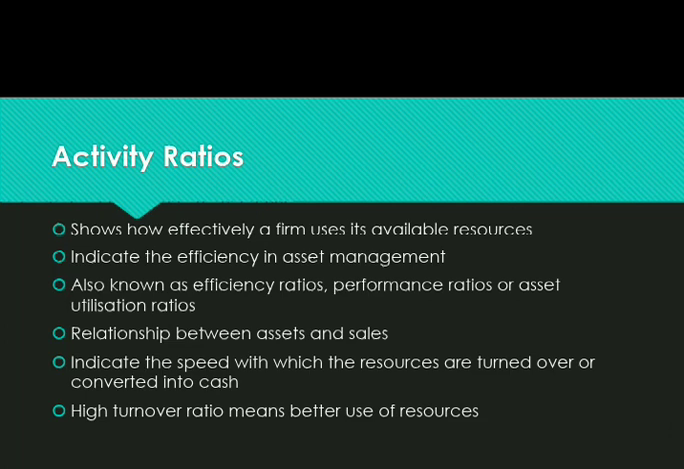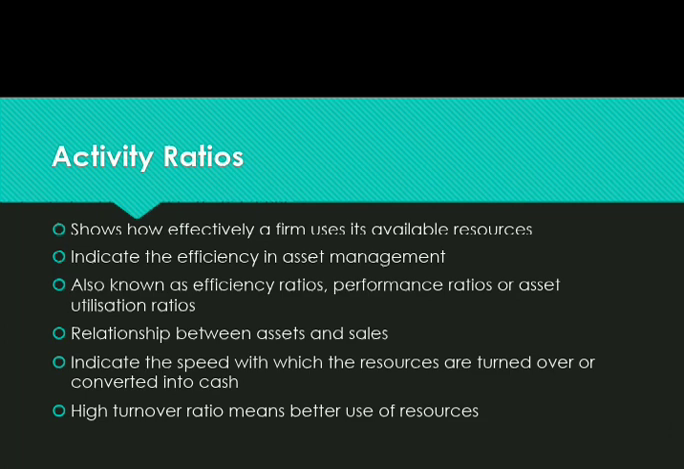In other words, these ratios indicate the speed with which the resources are turned over or converted into cash. That is why these ratios are called turnover ratios. The higher the turnover ratio, the better the use of resources, and this further means higher profitability. In short, the activity ratio shows the speed with which a firm's resources are turned over or converted into cash, or how effectively a firm uses its available resources or assets. This is measured through activity ratios.